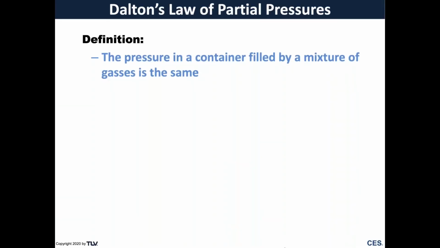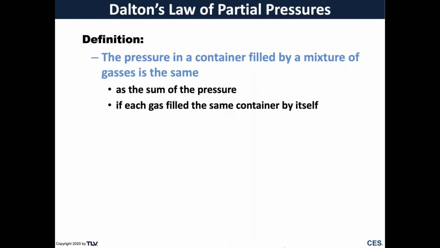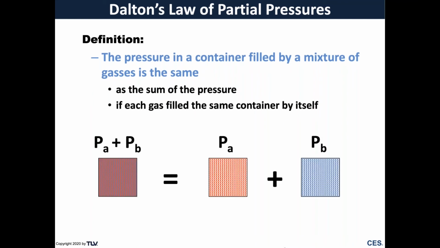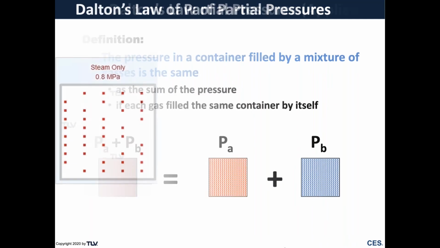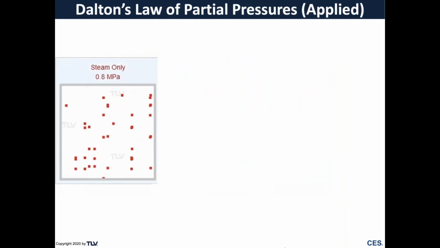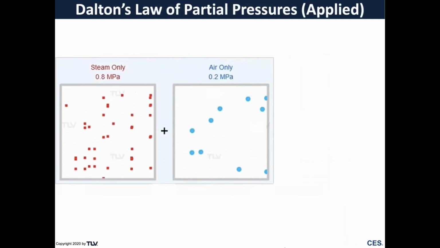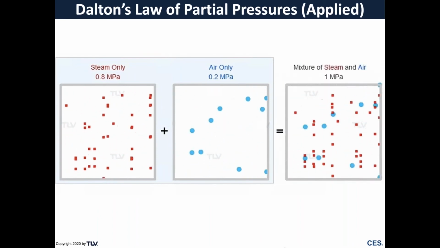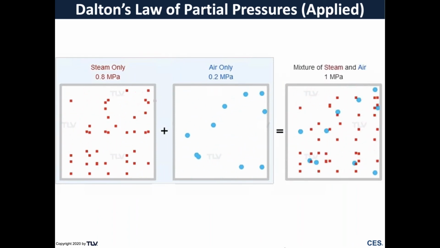Okay, we're talking about heating quality and risk mitigation in steam systems, so we have to talk about air. So if you remember Dalton's law, I'll let you read that. The sum of the pressure is the same as if each gas filled the same container by itself. It looks like this graphically. So here we go. Steam at 8 bar, 2 bar of air is 10 bar when combined.